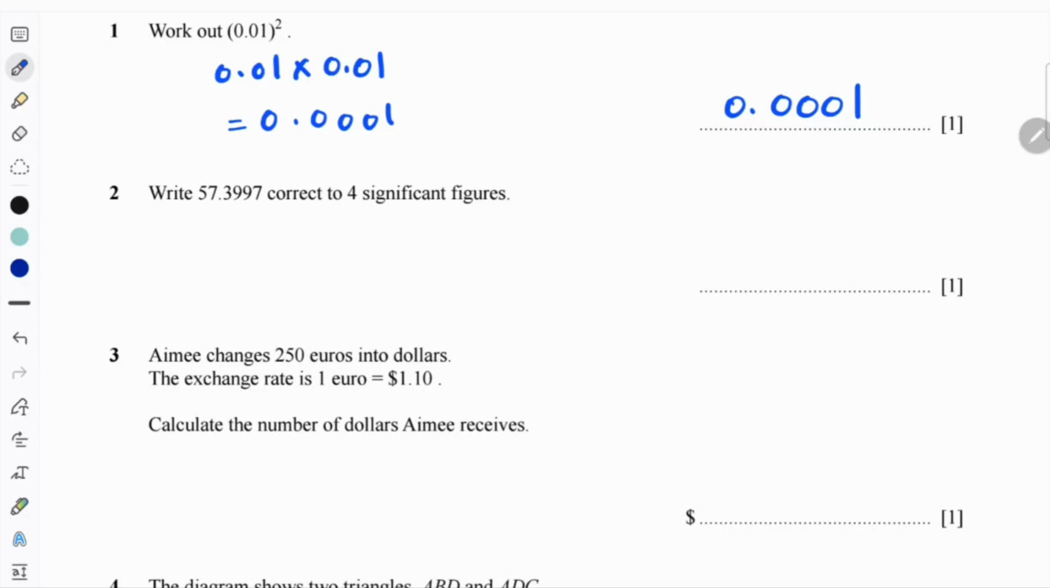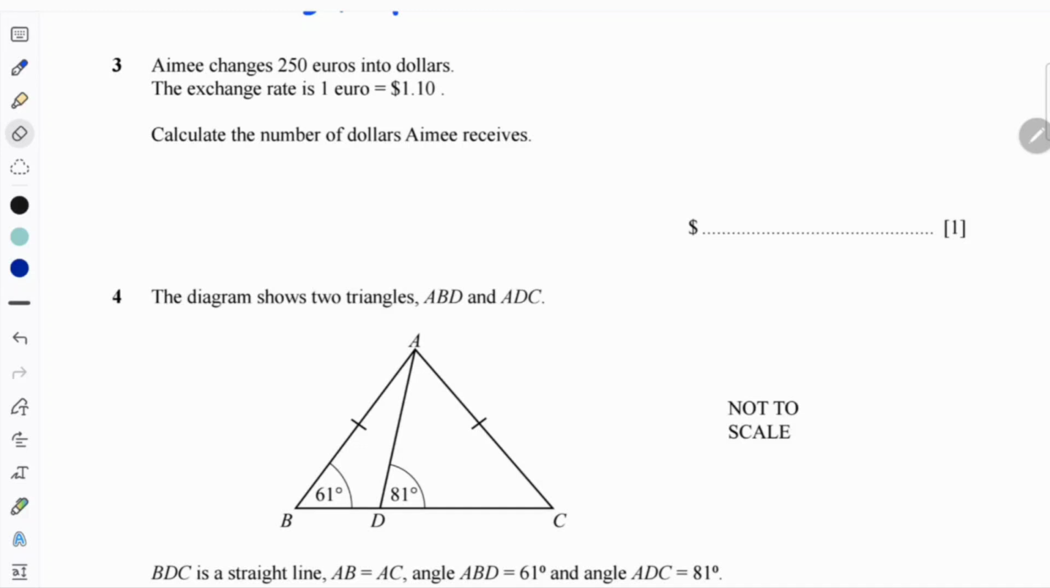Alright, in question number 2, write 57.3997 correct to 4 significant figures. 4 significant figures, 1, 2, 3, 4, we stop here. The next number is 9, so the 39 will become 40. 57.40 is 4 significant figures.